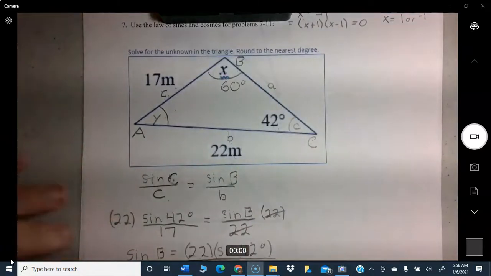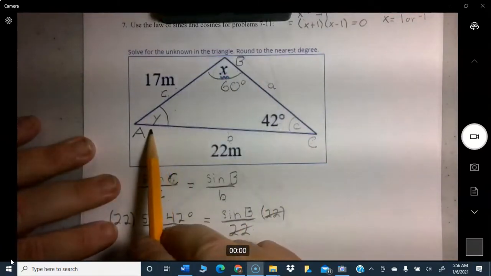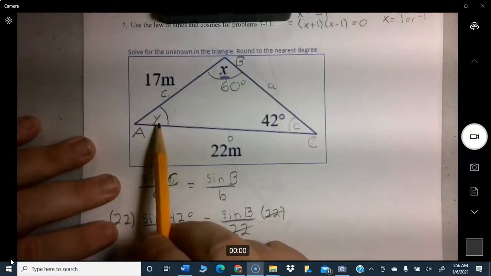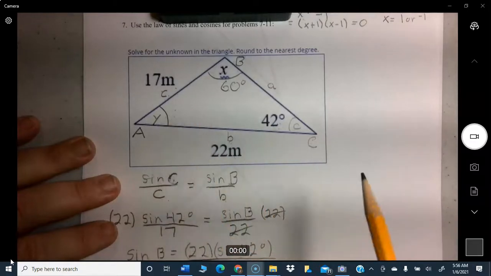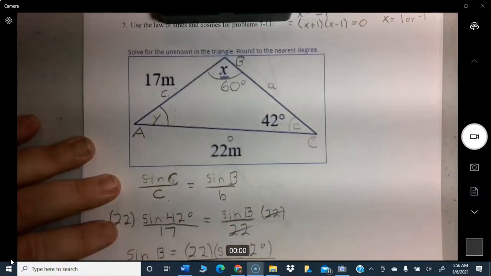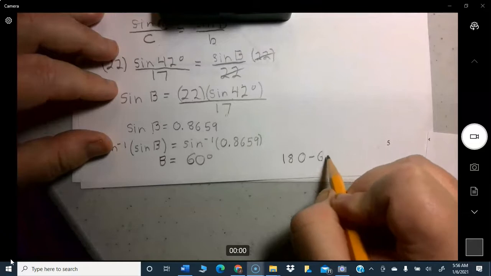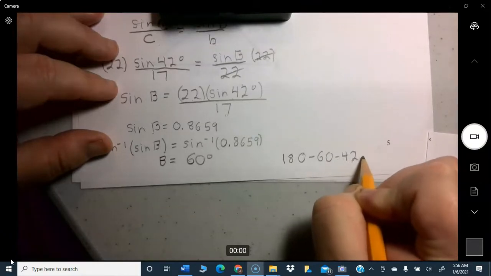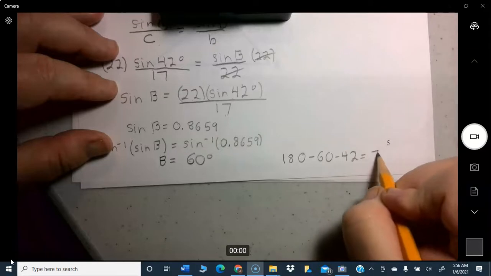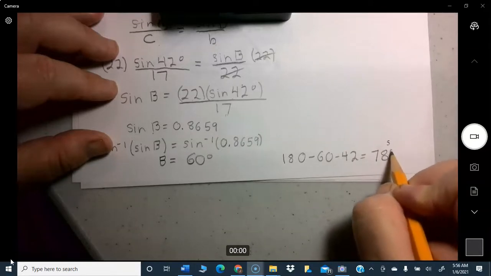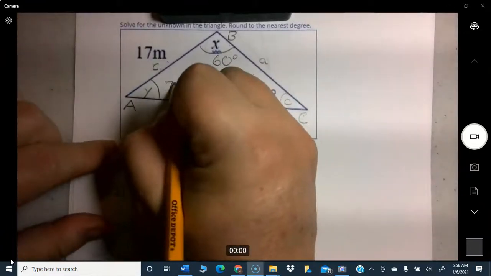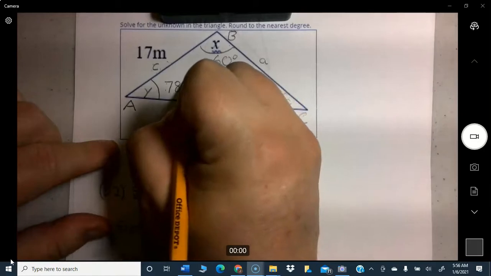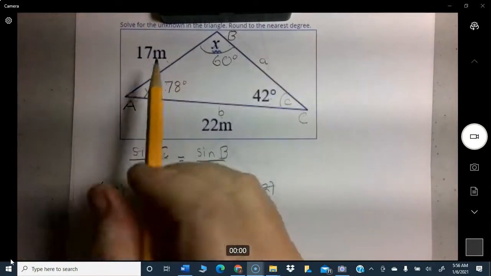Alright, now I can just use the principle that all three angles have to add up to 180. So that means 180 minus this will give me whatever that angle is. Okay, so I'll write that over here. And that equals 78 degrees. So that means this angle here is 78 degrees. So all three of those add up to 180. Okay, so now we know all the angles.